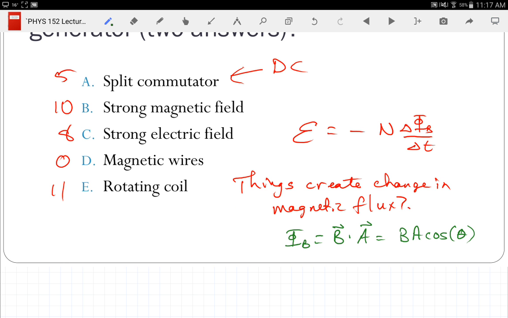When we talked about the motional EMF, we didn't have as many options. We just had motion. Now we have, well, if the magnetic field strength increases, it will create an EMF. If the area increases, it will create an EMF. If the angle between the two changes, it will create an EMF. So we have three things that can vary.